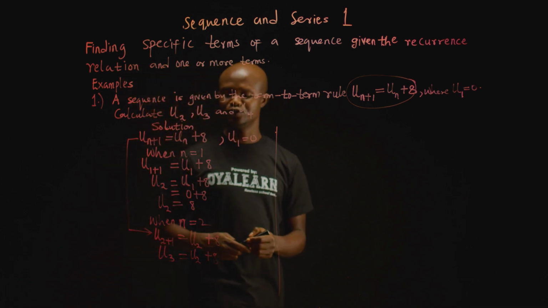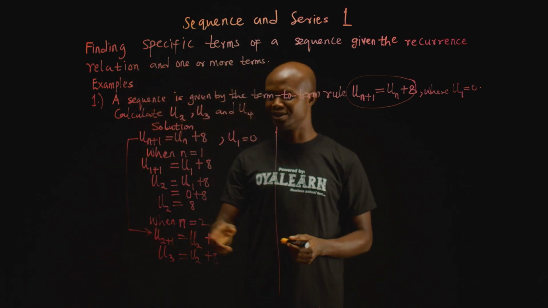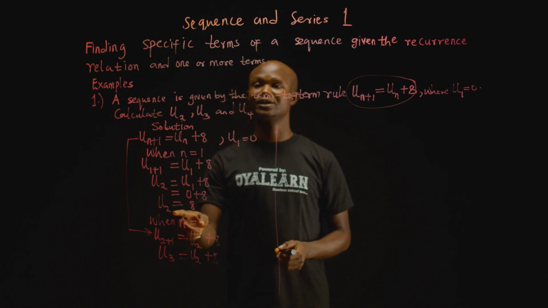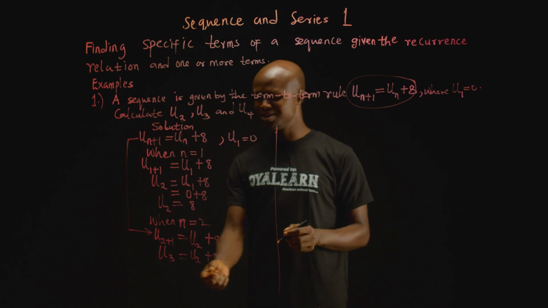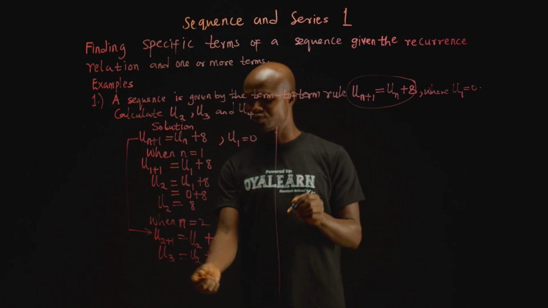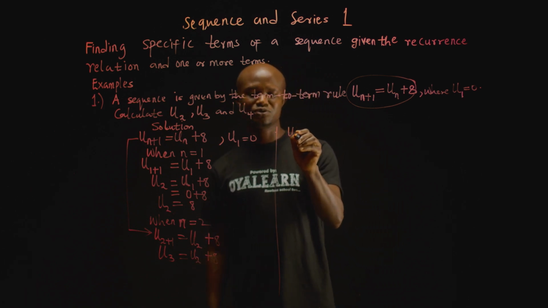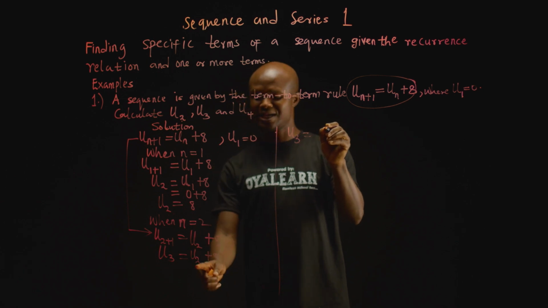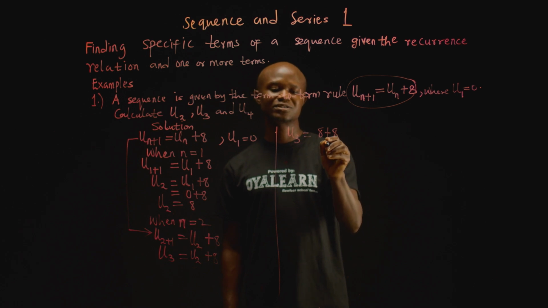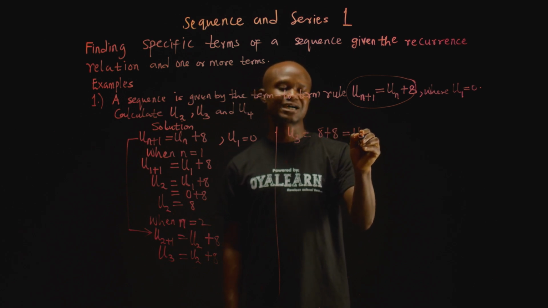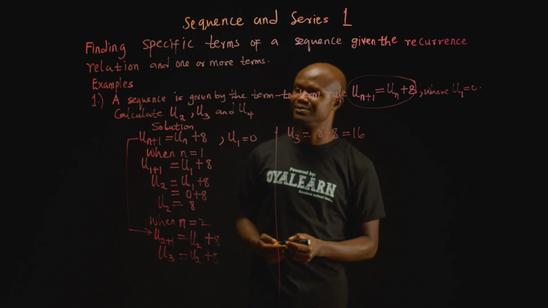Now we know the value of U2. What is U2 from the previous calculation? U2 equals 8. So anywhere we see U2 here, we are going to put 8. So we now have U3 equals 8 plus 8. And this will give us 16. That is the value of U3.